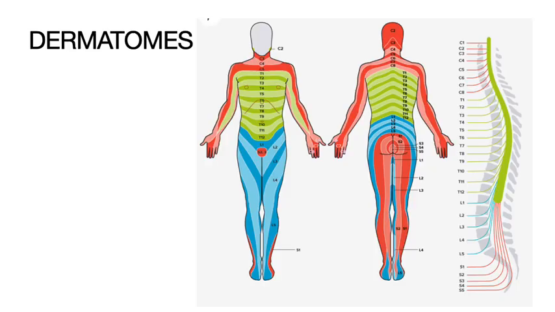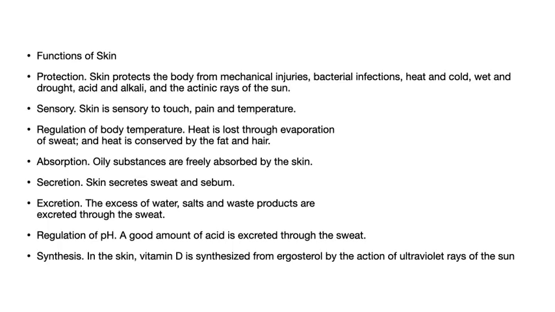Dermatome is that area of the skin which is supplied by a single spinal nerve. So each dermatome corresponds to a spinal nerve. This is a little about the dermatome. Functions of skin, of course we know: protection, sensory function, pain and temperature, secretion, absorption, excretion. Okay, so the functions of the skin, if it is asked as a short note, you can write.